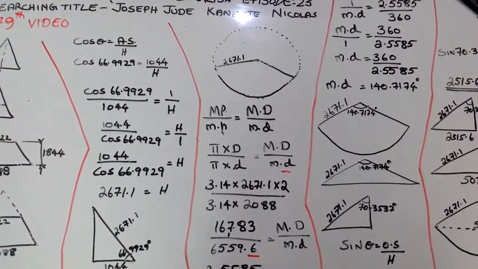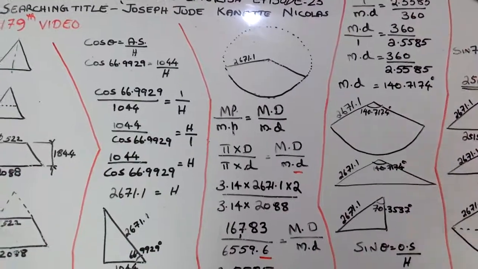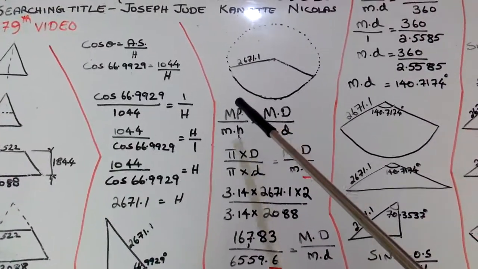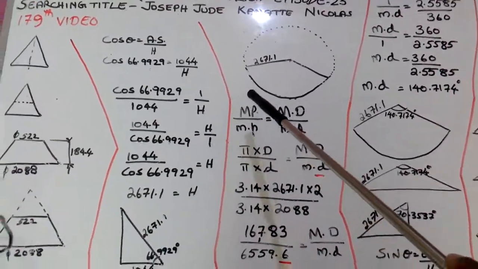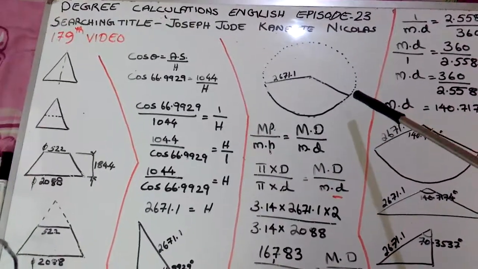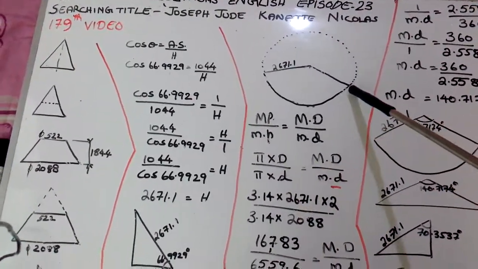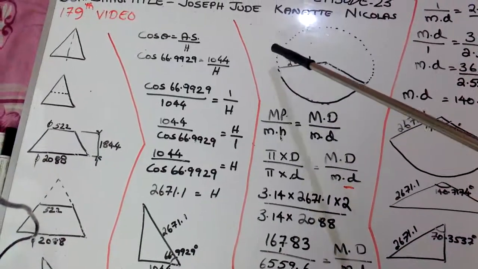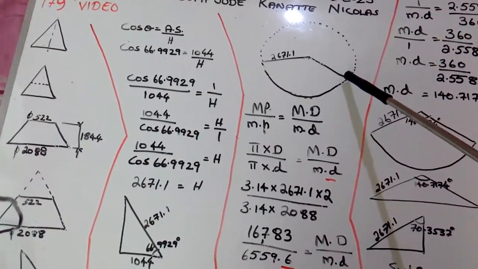For them, I'll just repeat it. Capital letters MP means major perimeter. That is the perimeter of this full round. It starts from here and it makes a full rotation and it ends here.